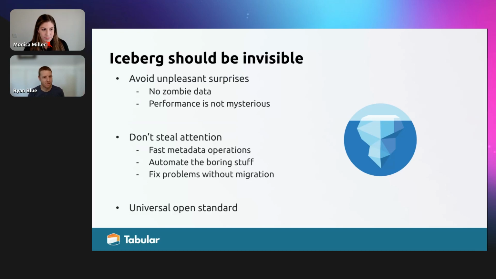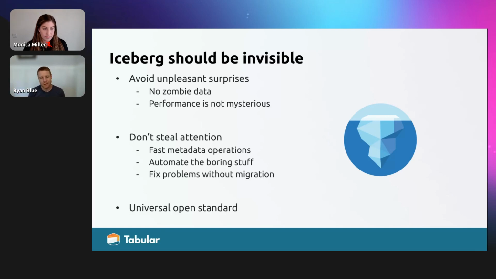We also don't want to steal attention. We built Iceberg so that you don't even need to think about it. It should be fast. We should be able to automate the things that you don't care about doing. And you should be able to fix problems in place without having to migrate from one table to another, rewriting all your queries, and some of those heavier weight operations that Hadoop required.